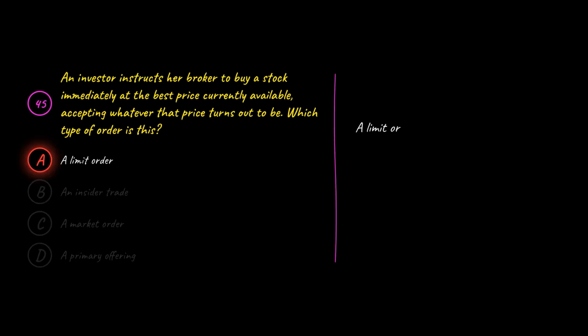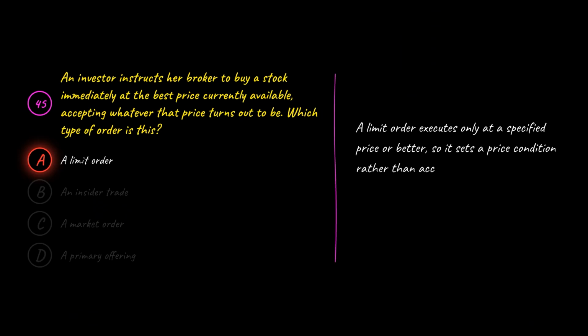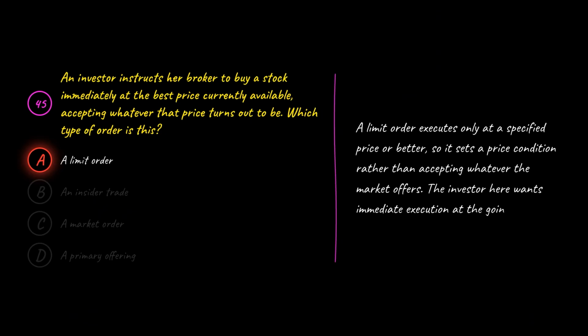A is wrong because a limit order executes only at a specified price or better, so it sets a price condition rather than accepting whatever the market offers. The investor here wants immediate execution at the going price, which is a market order.